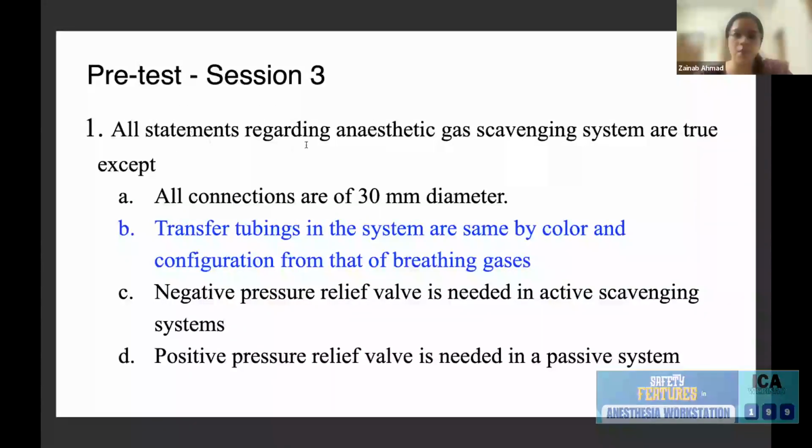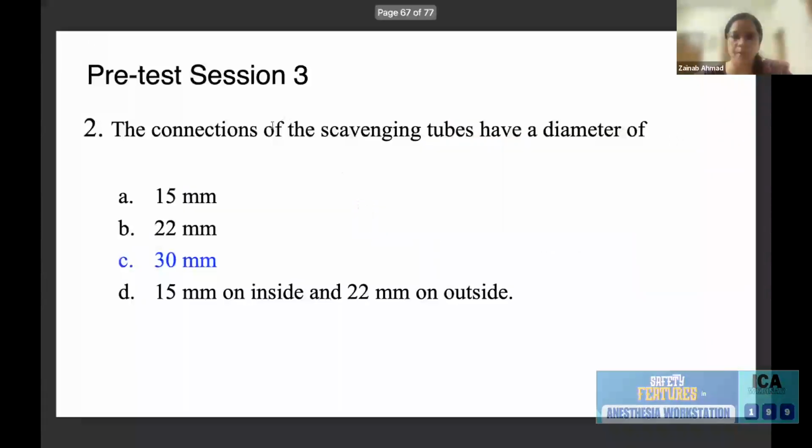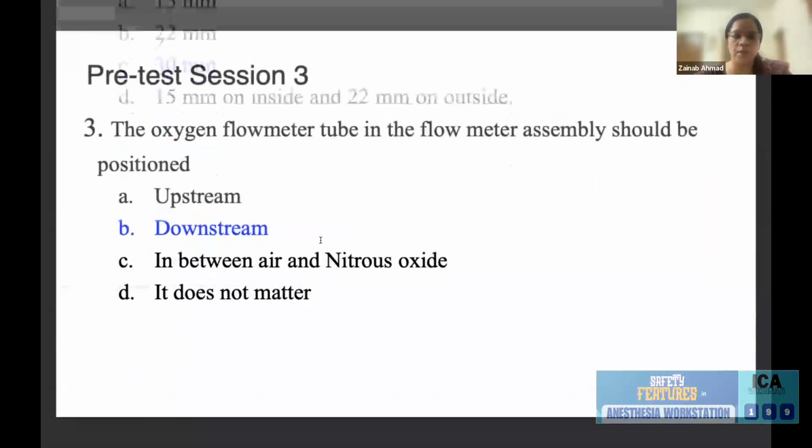Coming to section 3, all statements regarding anesthetic gas scavenging system are true except. So we know that all connections are of 30 mm diameter. This is correct. Negative pressure relief valve is needed in active scavenging and a positive pressure relief valve is needed in passive systems. So the incorrect answer is the transfer tubings are same by color and configuration. So we know they have to be different, right? The connections of the scavenging tubes have a diameter of 30 mm. This was fairly easy. So option C is the correct answer.